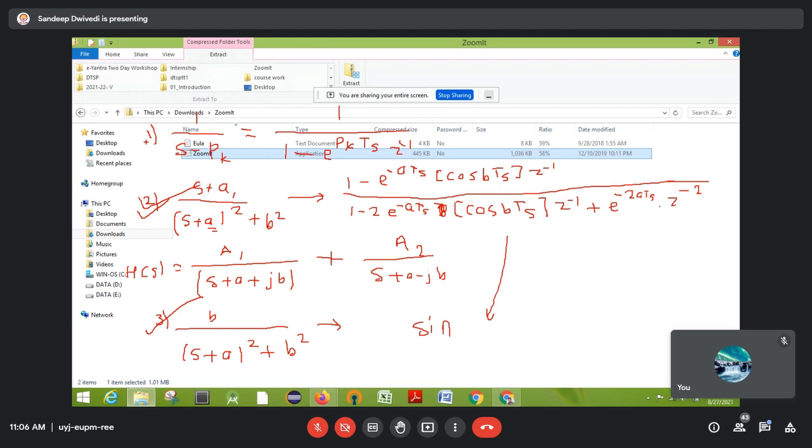First, all three formulas are going to be used. First formula for the first term, but for the second term you need to write it in this manner and this manner also, and both the formulas you need to use to find out the Z transform.